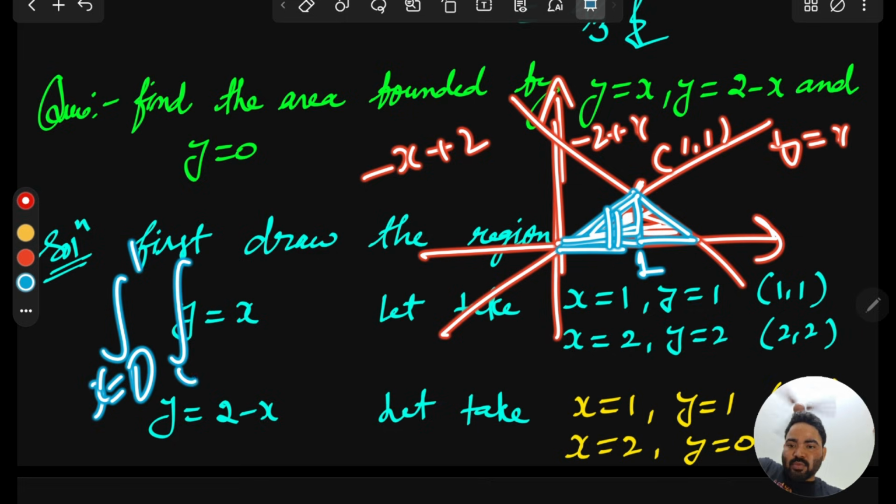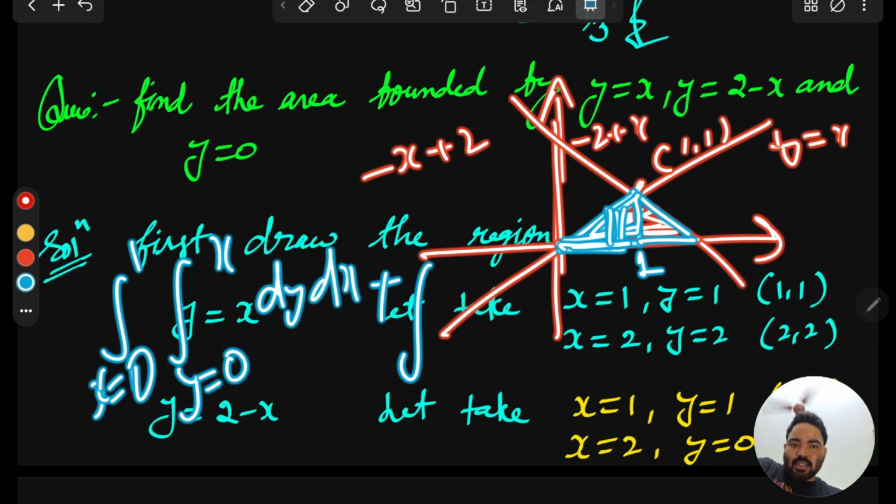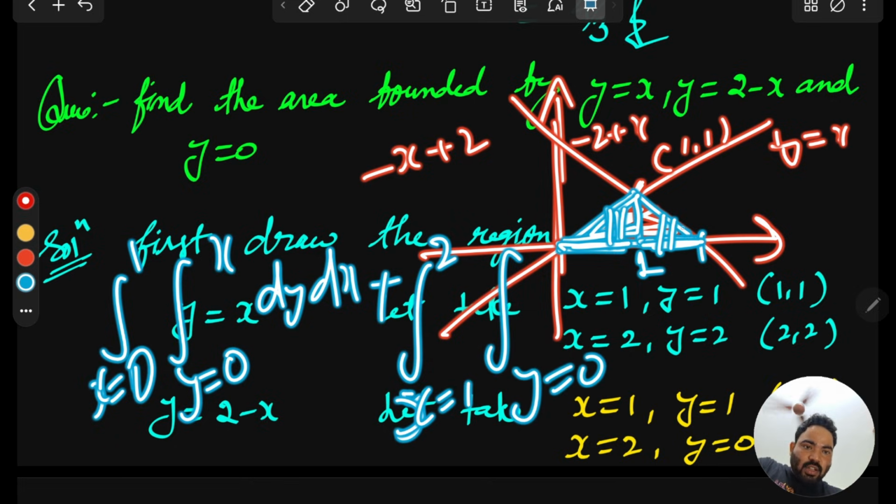How is y moving? y is moving from 0 along this line, with dy dx and a double integral. If you move after 1, meaning x equal to 1 to 2, because you are going till here where x is 2, how is y moving? Still y starts at 0, and now y is moving along this line, minus x plus 2. So you can say 2 minus x, that is also fine.